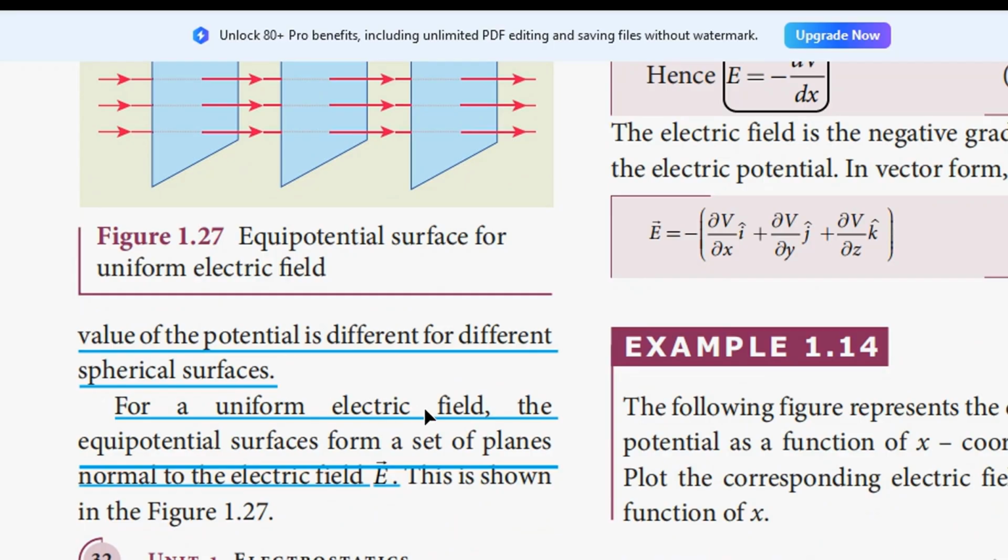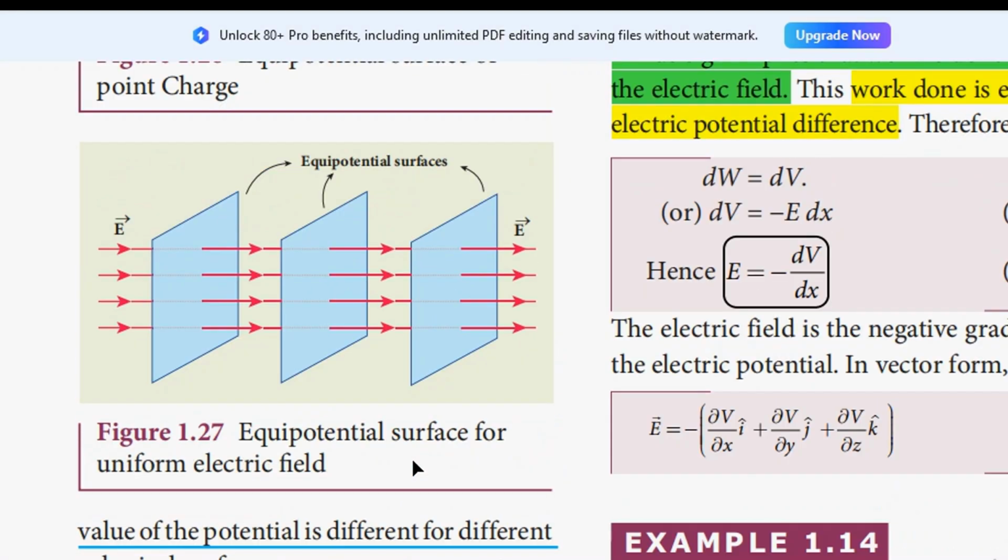So for a uniform electric field, the equipotential surfaces form a set of planes normal to the electric field E, as shown in figure 1.27, like this. So these are the planes having equipotential surfaces in a uniform electric field.